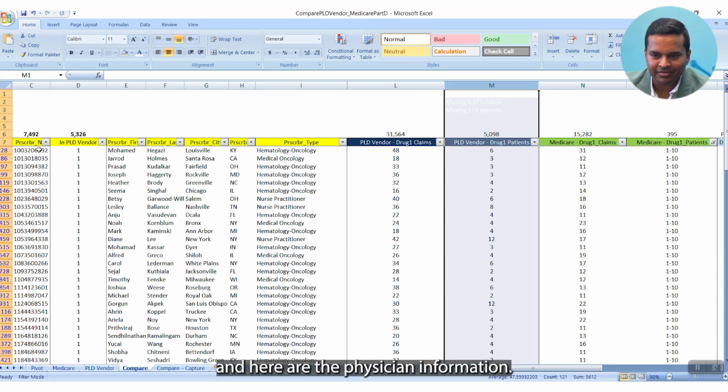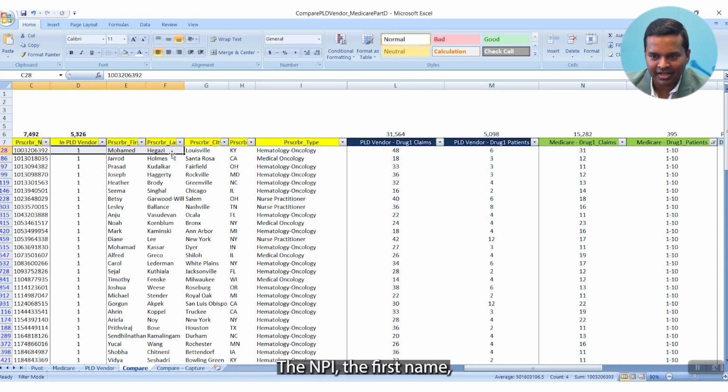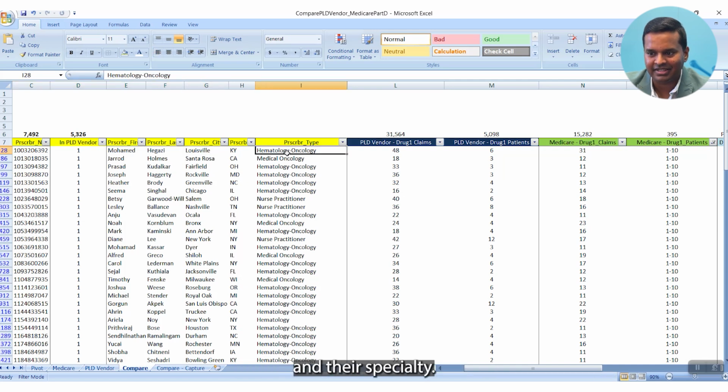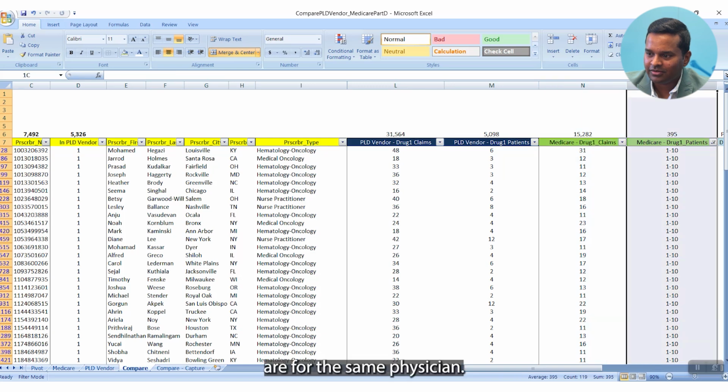And here is the physician information: the NPI, the first name, last name, the prescriber, city, state, and the specialty. And columns N and O are for the same physician: what does the Medicare Part D utilization file report as their claims and their patients?